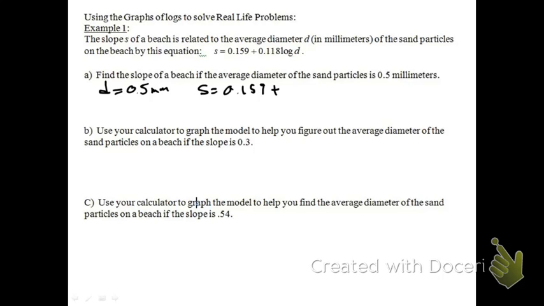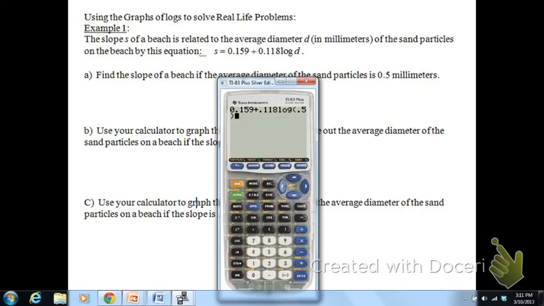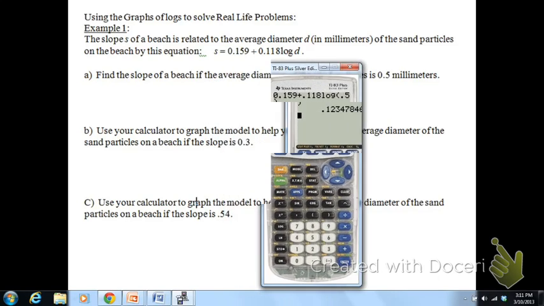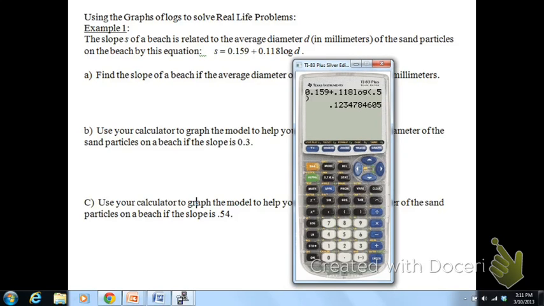0.159 plus 0.118 times the log of 0.5. If you use your calculator, make sure you use the common log button. I've grabbed my graphing calculator and typed in 0.159 plus 0.118 log of 0.5, and if you hit enter, you get that the slope of the beach is about 0.12.